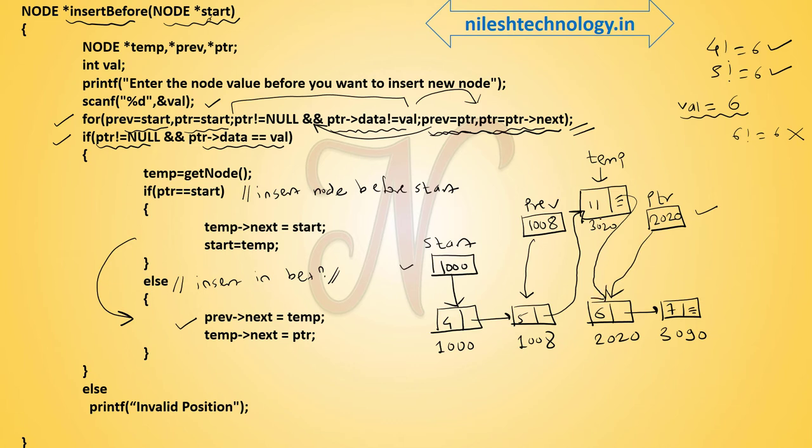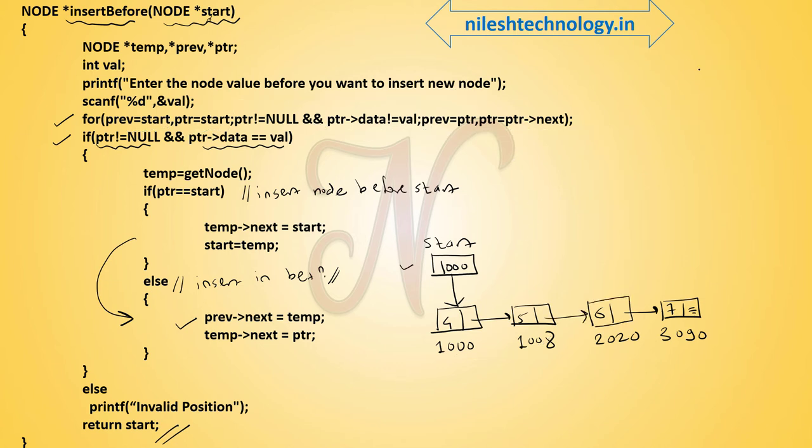Okay, so here this node is inserted before the 6 value. So now my output is 4, 5, then 11, 6, 7. Here we return start. Now here we assume your value is 4. So here we run this statement. Okay, so here we enter the value equal to 4.